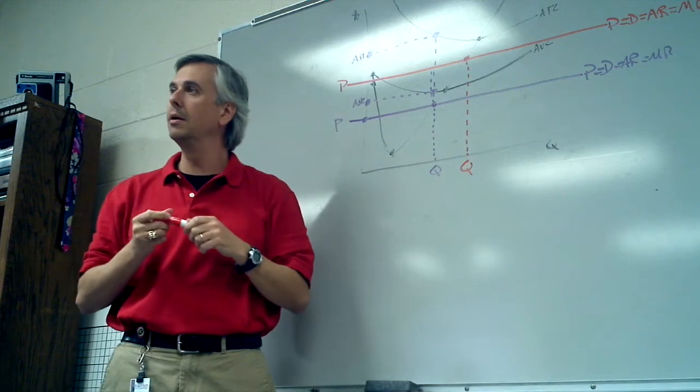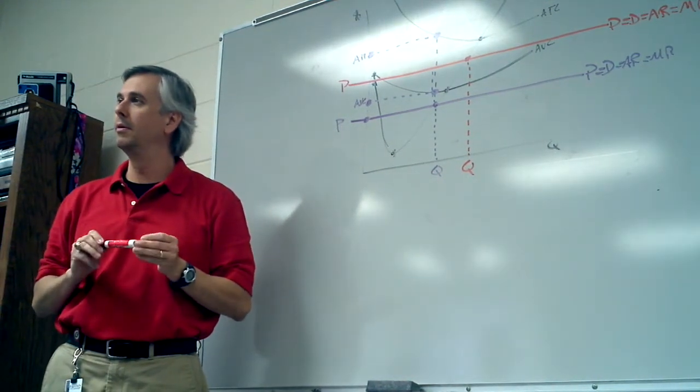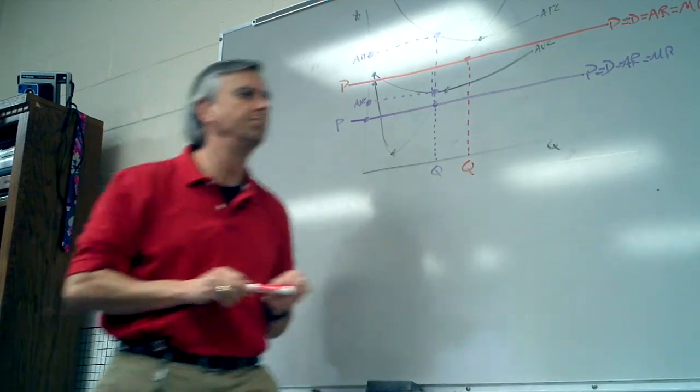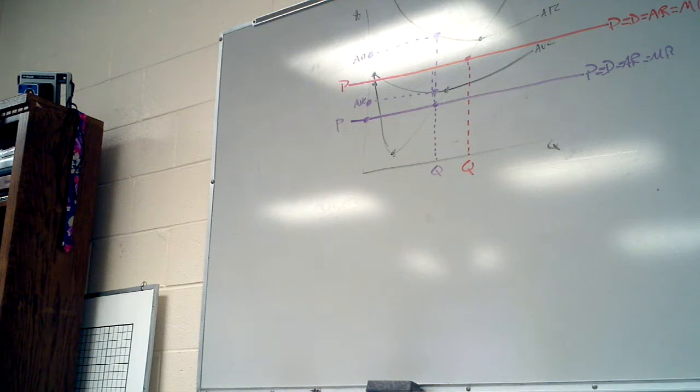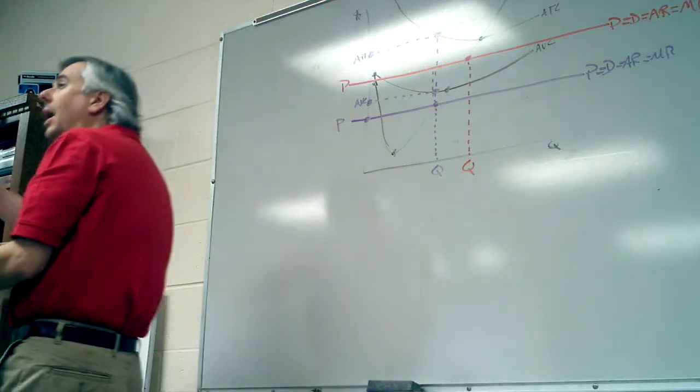Now, when we're looking at graphs, will you have a specific point that we have to analyze, or just these lines and then the ATC and AVC? Or is it more questions where we have to draw the graph?